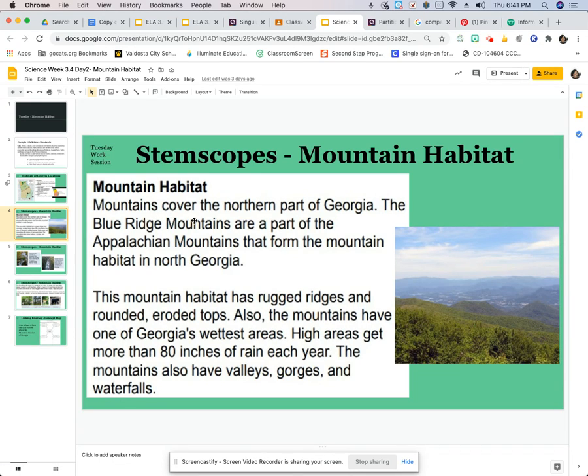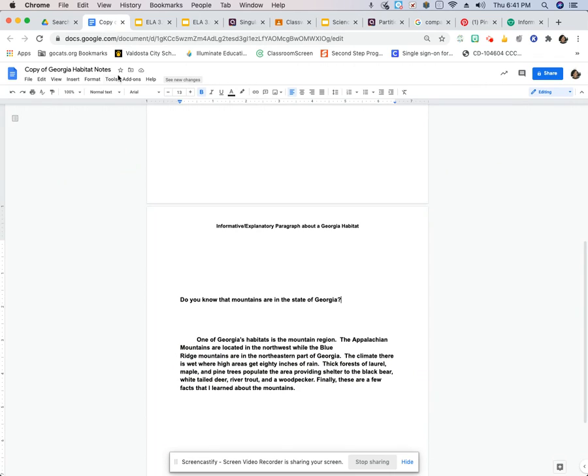Okay, mountains cover, I could say did you know that mountains cover the northern part of Georgia and that the Blue Ridge Mountains are part of the Appalachian Mountains that form the mountain habitat in northern Georgia? I could say that, okay? Did you know that mountains cover the northern part of Georgia? I could say that. So I'm going to come back over here and change this. Do you know that mountains cover the northern part? And let me zoom in on this.